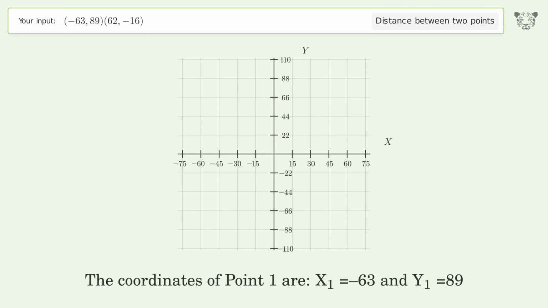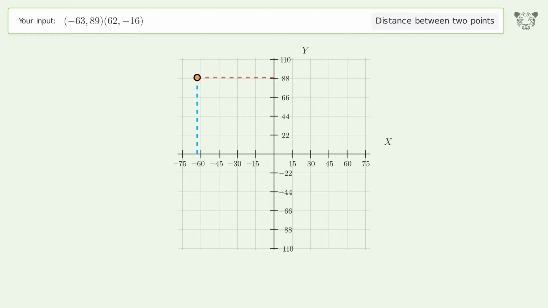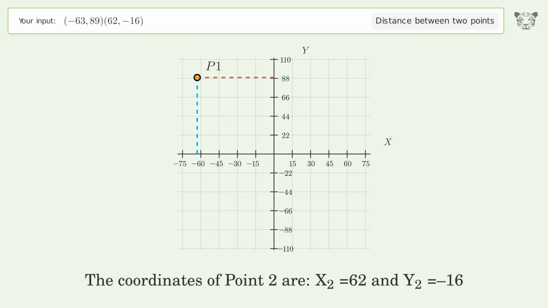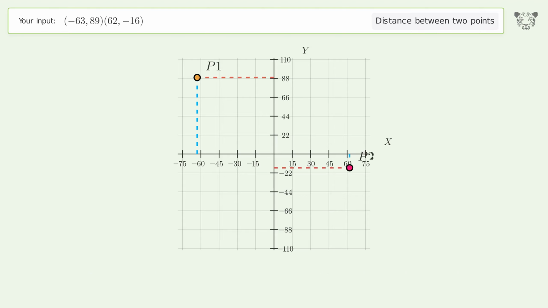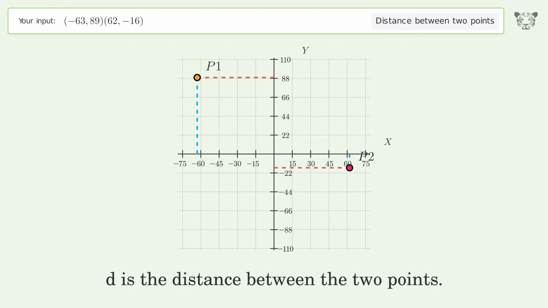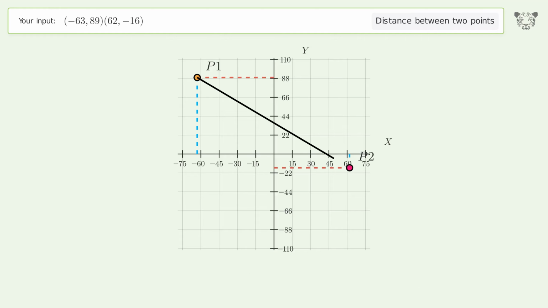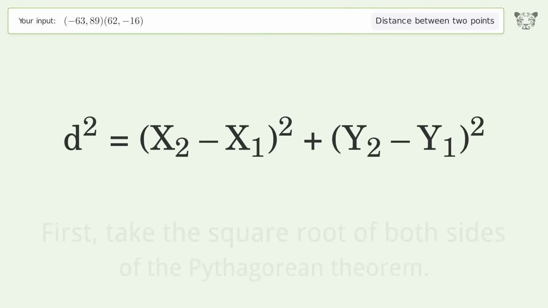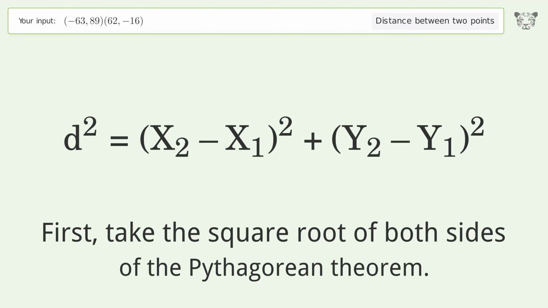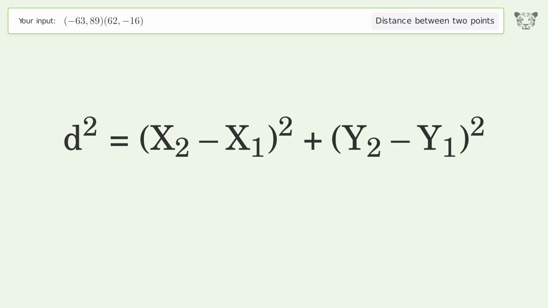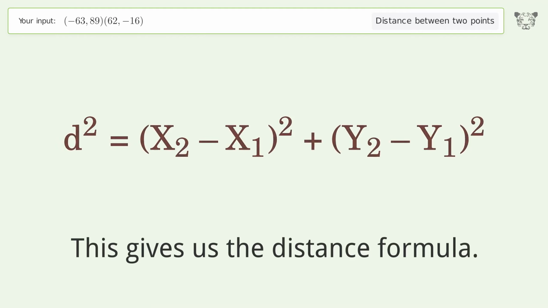The coordinates of point 1 are x1 equals -63 and y1 equals 89. The coordinates of point 2 are x2 equals 62 and y2 equals -16. D is the distance between the 2 points. First, take the square root of both sides of the Pythagorean theorem. This gives us the distance formula.